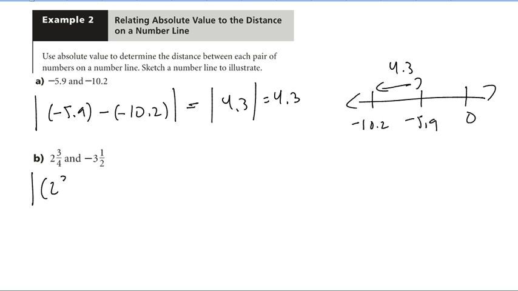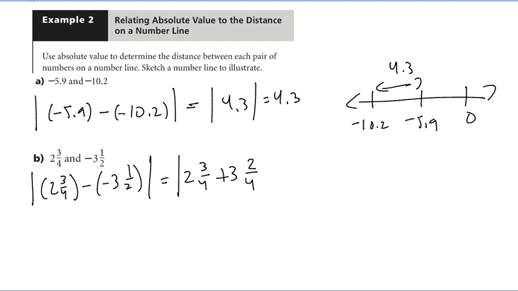Okay, this one we've got 2 3/4 minus -3.5, and that equals the absolute value of 2 3/4 plus 3 2/4, to get a common denominator, which gives us the absolute value of 6 1/4, which is 6 1/4.